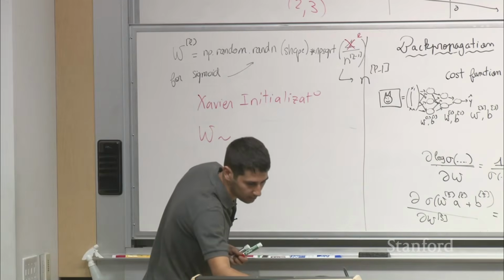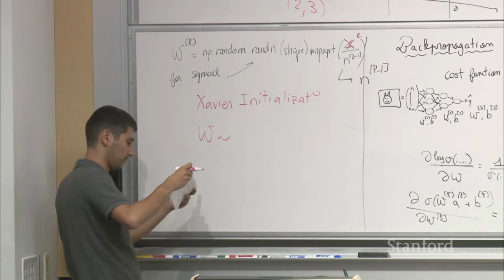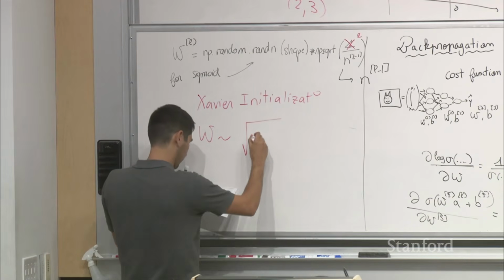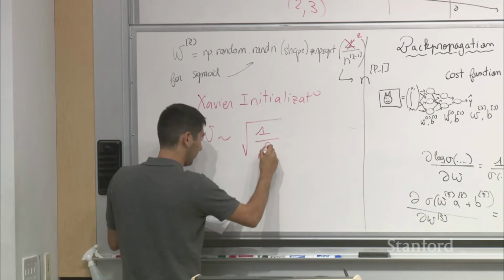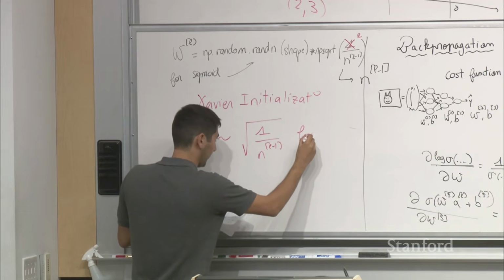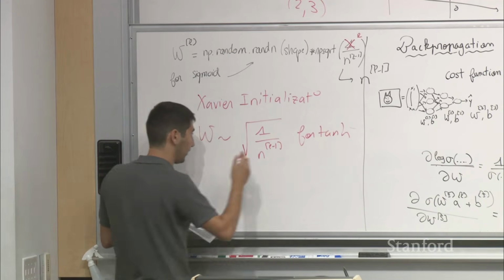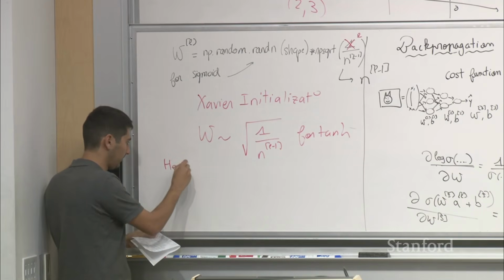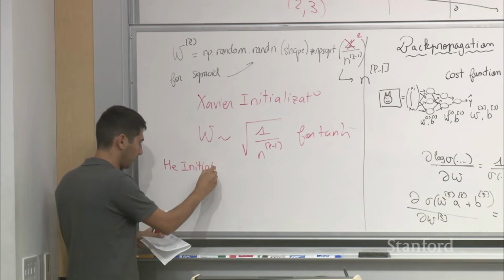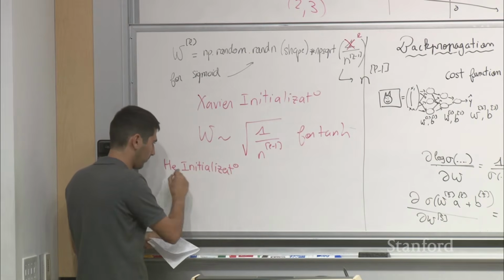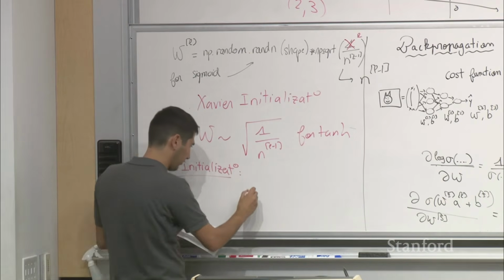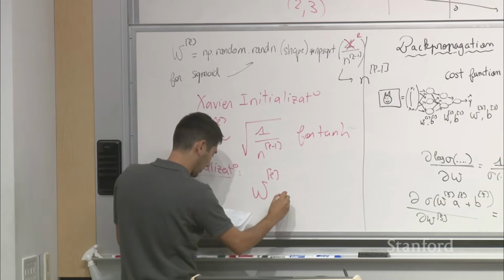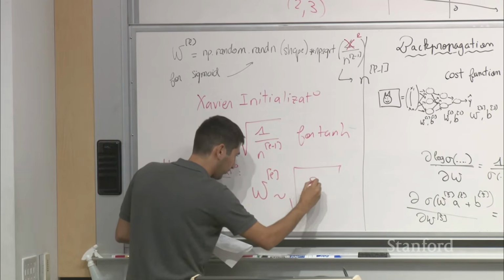Which proposes to update the weights using square root of 1 over n^(L-1) for tanh. This is another one. And another one that is, I believe, called He initialization, recommends to initialize the weights of a layer using the following formula.